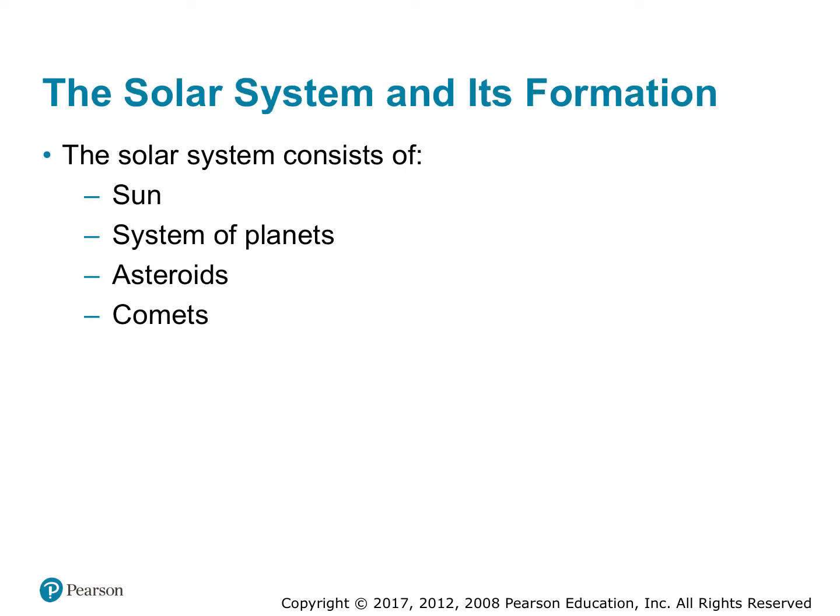Now, our solar system consists of multiple things. At the center of the solar system is, of course, our sun, which is a star. Everyone knows this, I'm sure. Then we have a system of planets. In addition to the sun and the planets, our solar system also contains asteroids and comets.